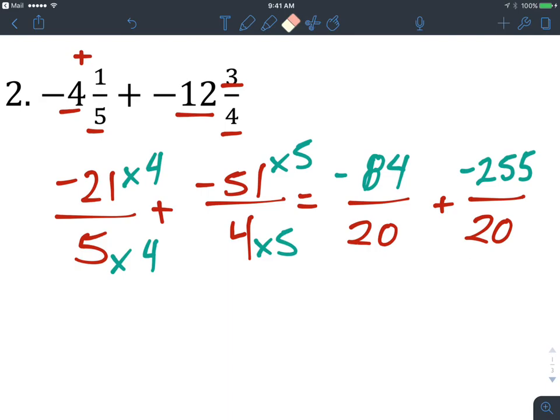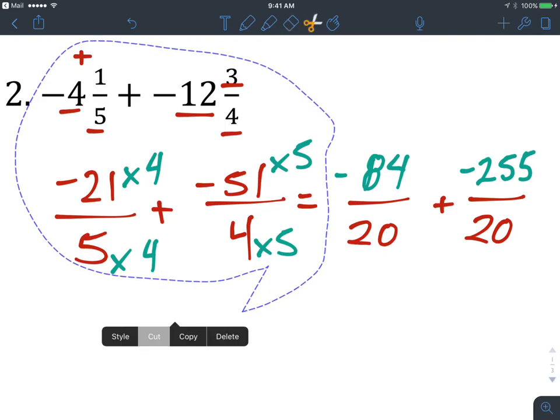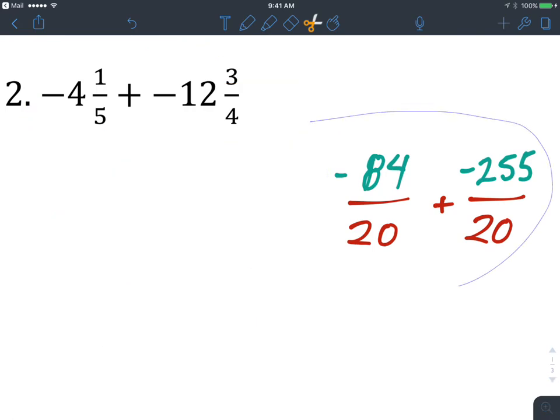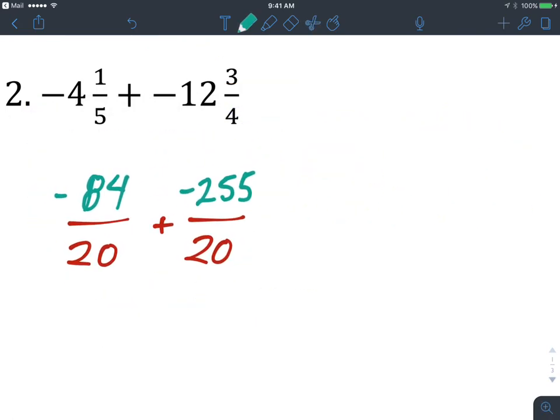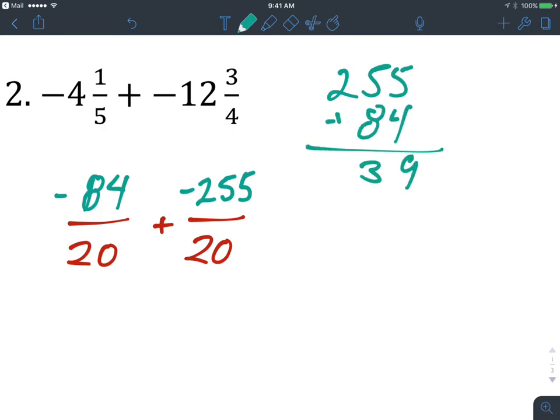And so now that I'm done with that part, I'm ready to add my numerators. That's step 3. I have the same sign, so I'm going to add the numbers. 255 plus 84. It's going to give me 339 over 20.